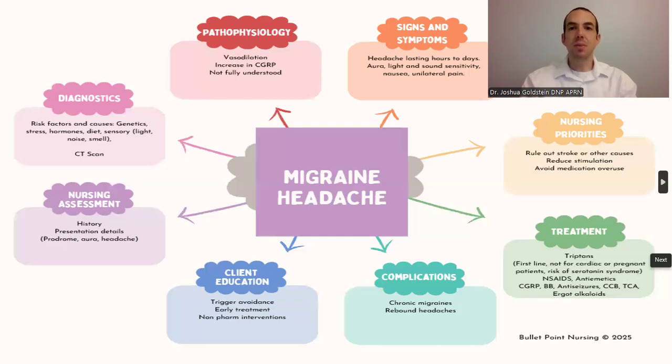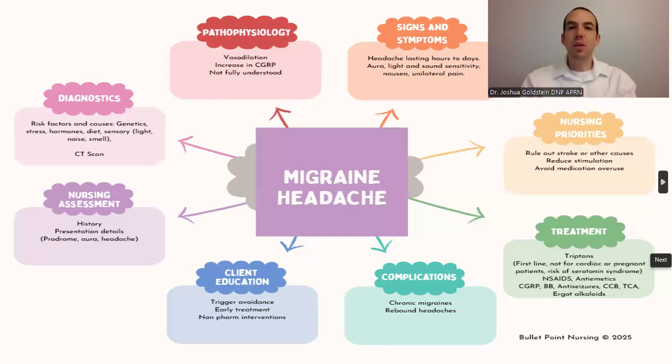Let's jump to the signs and symptoms. The sign and symptom is a headache. Everyone's familiar with that, but this one has specific attributes to it. The headache, first of all, lasts much longer than a typical headache. These headaches can last anywhere from 3 to 4 hours up to 72 hours or 3 days. That is the official definition of a migraine, which is much, much longer than your typical headache.